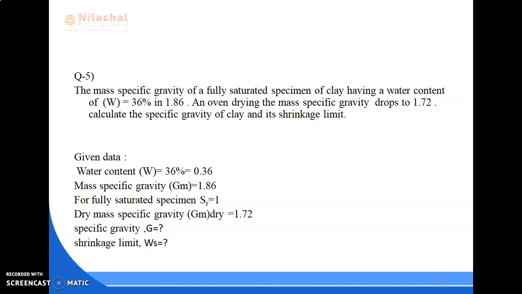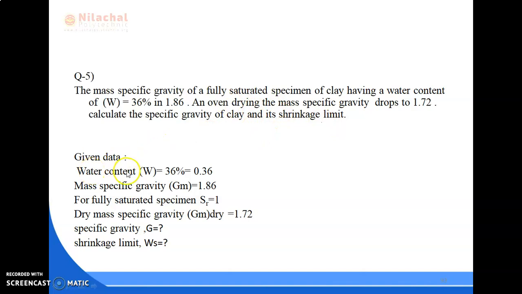The mass specific gravity of a fully saturated specimen of clay having a water content of W equal to 36% is 1.86, and on oven drying, the mass specific gravity drops to 1.72. Calculate the specific gravity of clay and its shrinkage limit. So this is our question.